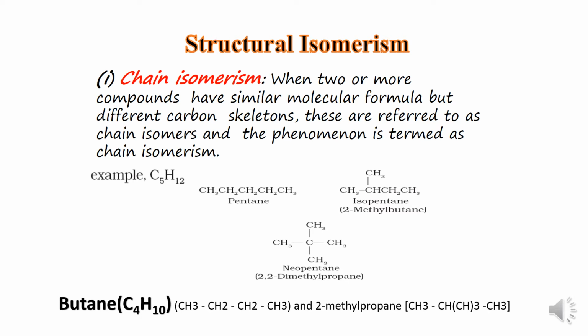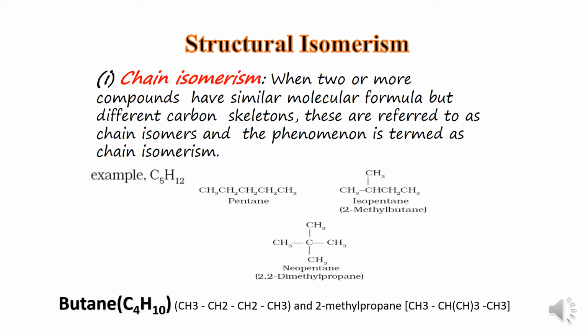The third chain isomer of C5H12 is neopentane or 2,2-dimethyl propane. Here there is a parent carbon chain of 3 carbon atoms having 2 side chains on the second carbon atom. So children, these are the 3 possible chain isomers for the molecular formula C5H12.